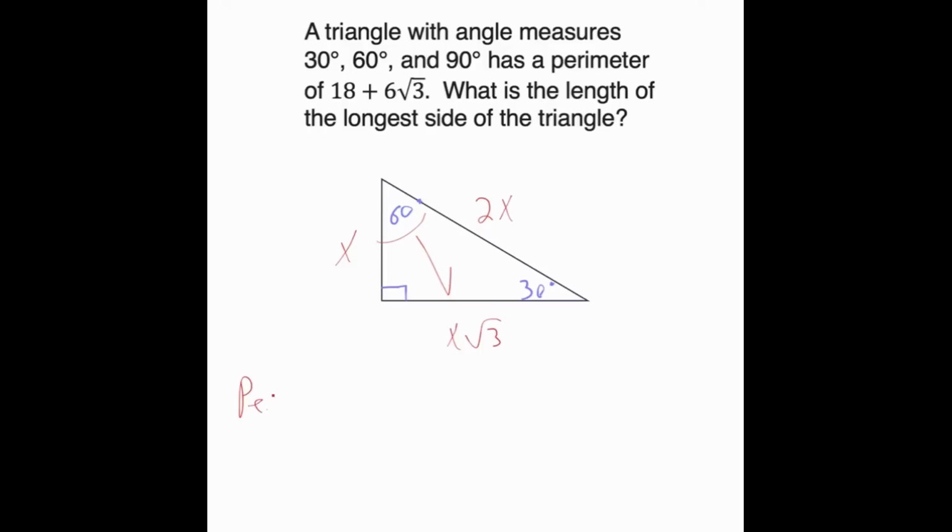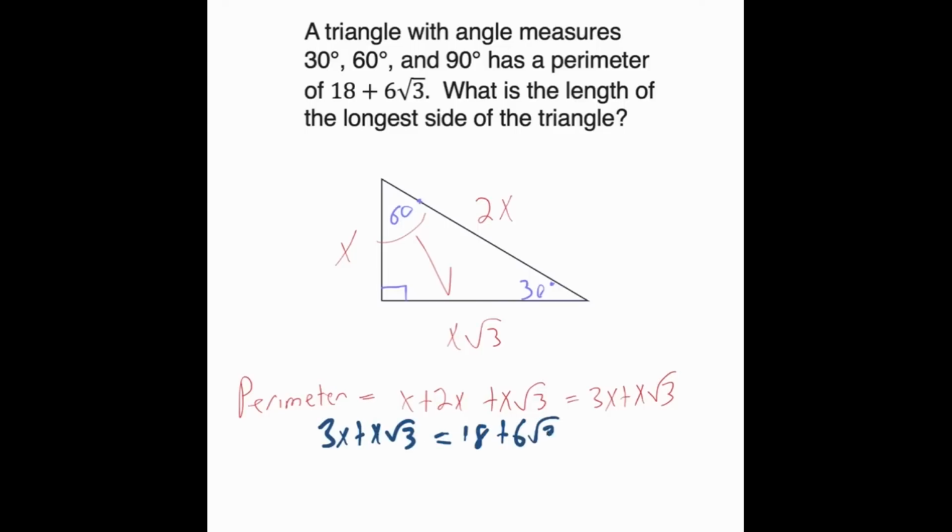Now the perimeter in terms of x is x plus 2x plus x root 3, which simplifies to 3x plus x root 3. The question tells us that that perimeter is equal to 18 plus 6 root 3. So it's just a matter of simplifying this as best we can.